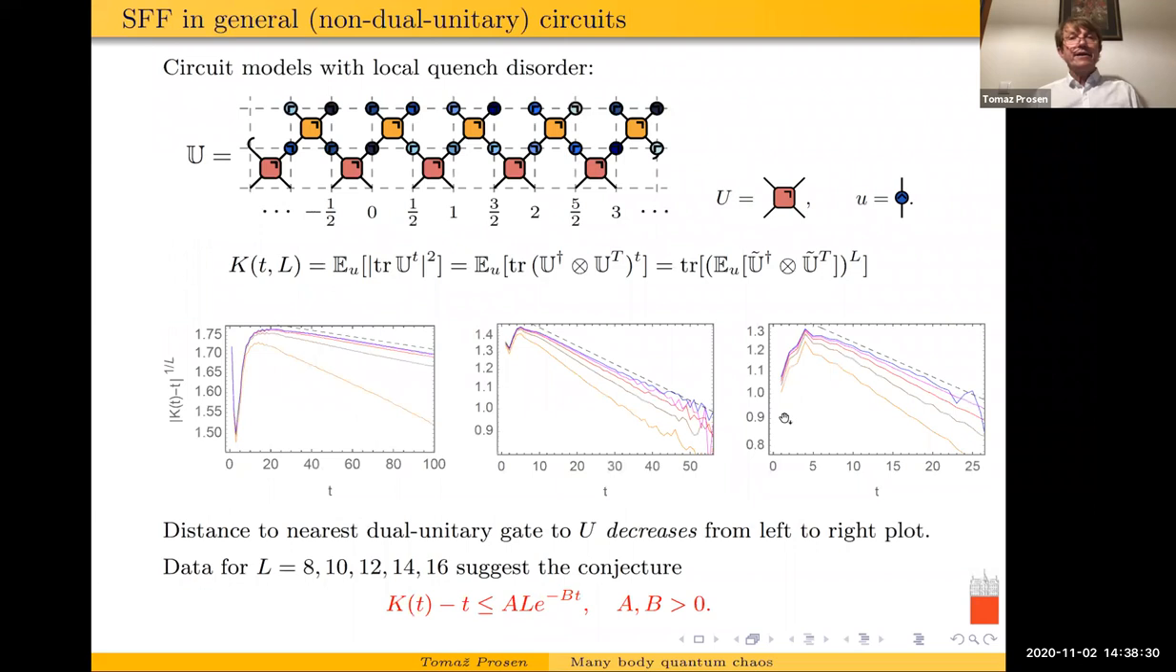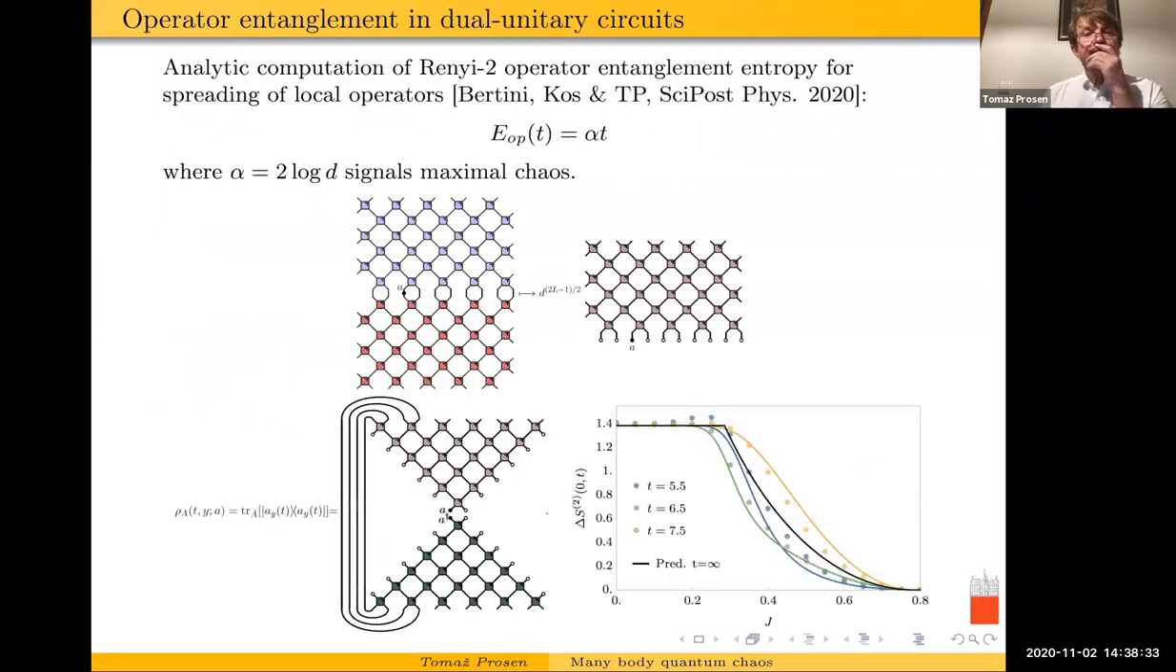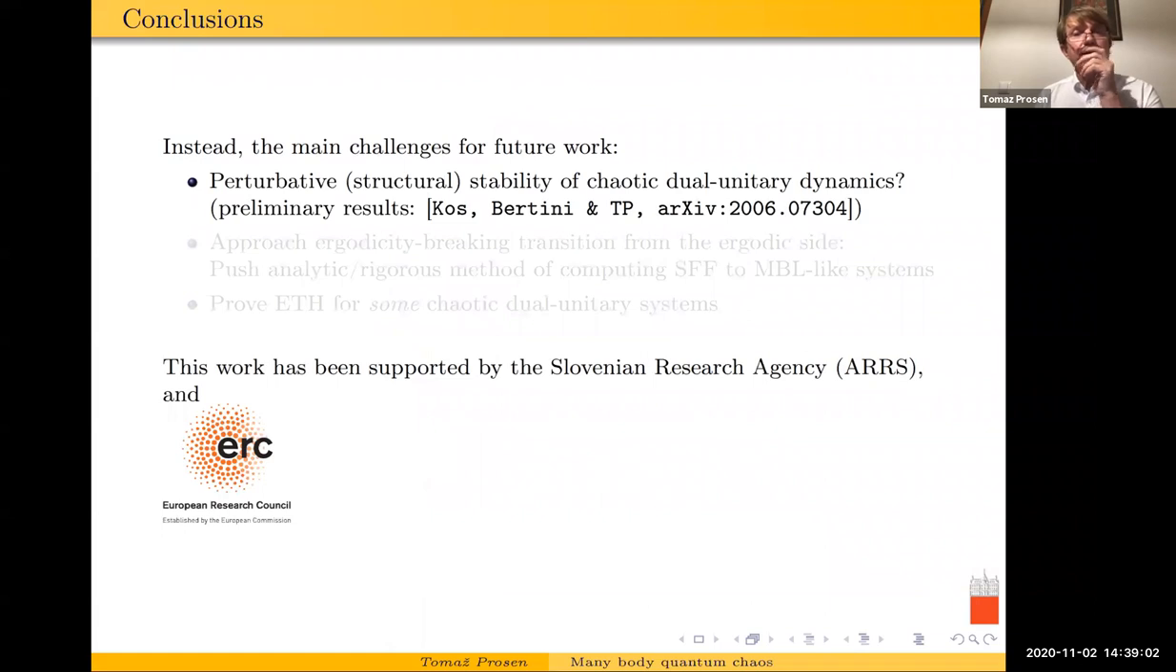Okay, so now I think I'll have to go straight to the conclusion. There is, of course, much more we can do, and I just had one slide, for example, on operator entanglement, which we can also do almost explicitly for this type of models, which is perhaps more interesting than state entanglement in this case, because it's a more honest characterization of complexity of operator spreading. But I'm happy to discuss this in the discussion part of our meeting. So I'm going straight to the conclusions.